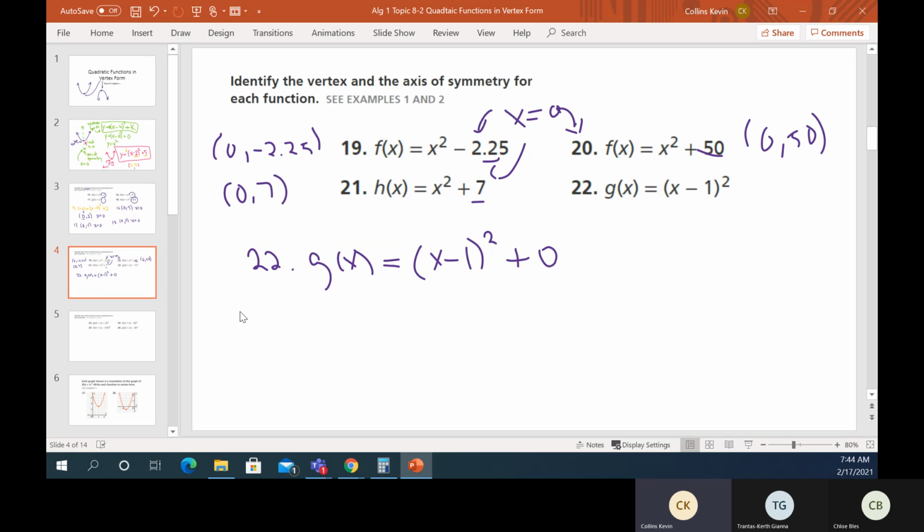Yeah, good. So our vertex here is going to be 1, 0. So what's our axis of symmetry for this guy going to be? What is x going to equal this time? Up here it all equaled 0, right? So what's x going to equal here? Boom. Perfect. Nice job.